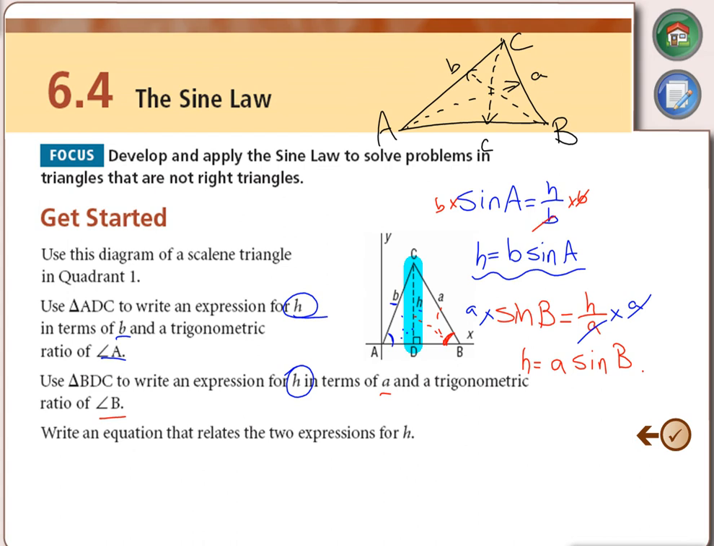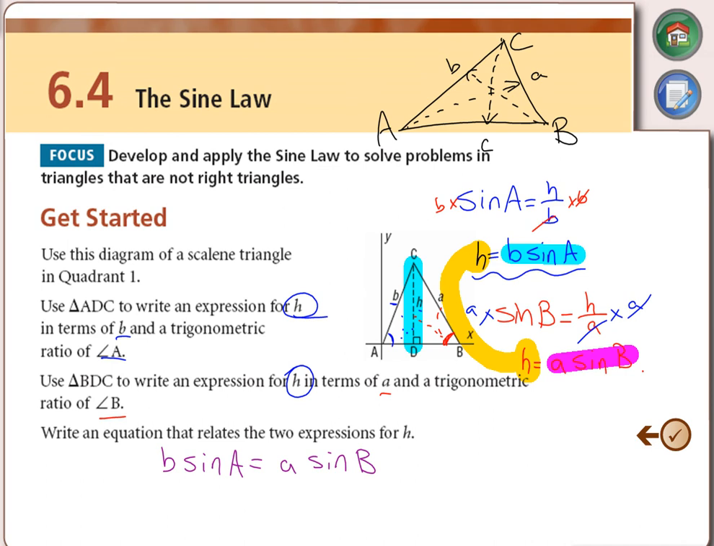Now it says, let's bring those together. We know that H is equal to B sine A, and H is also equal to A sine B. Well, if they're both equal to H, I can make them equal to each other. So B sine A is equal to A sine B. I'm going to do one more step with this. I've got A's and B's on one side and A's and B's on the other side. What if I bring all the A's to one side and all the B's to the other side?